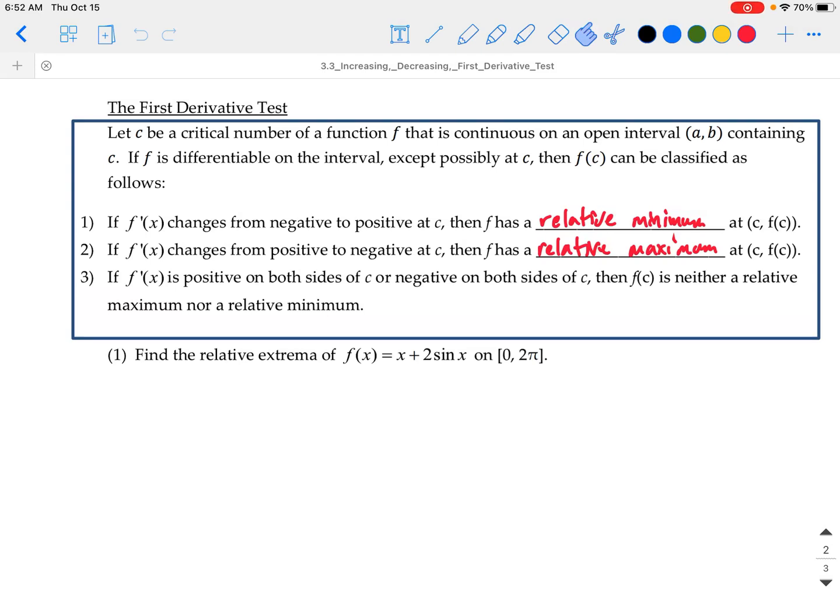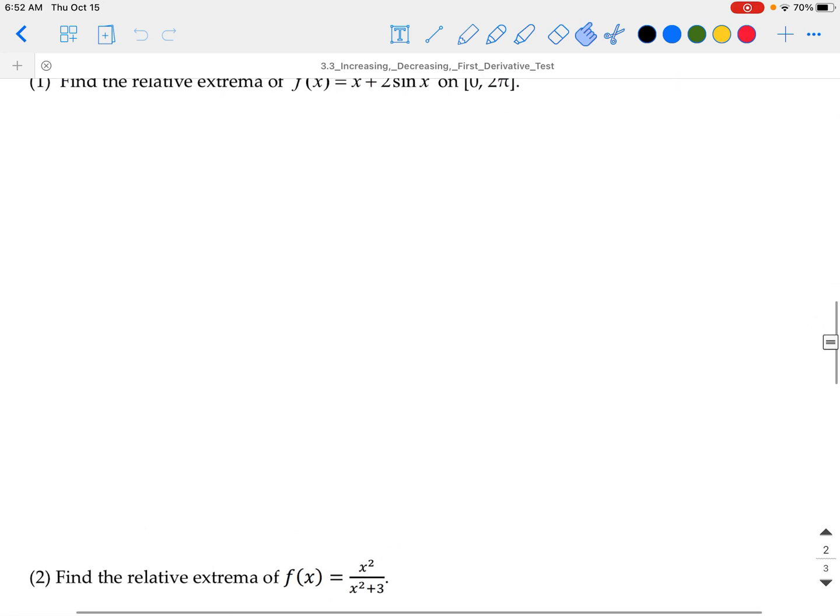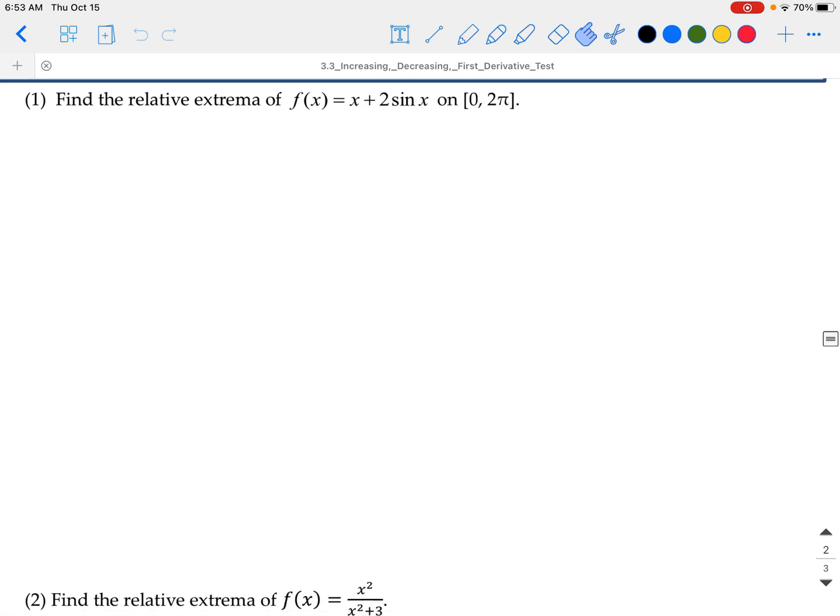Welcome back, everybody. So we are in the second part of the 3.3 notes here. Last time we defined relative minima and maxima, and now we'll look at some examples. So we'll first start with number one, find the relative extrema of f of x equals x plus 2 sine x on the interval 0 to 2 pi.